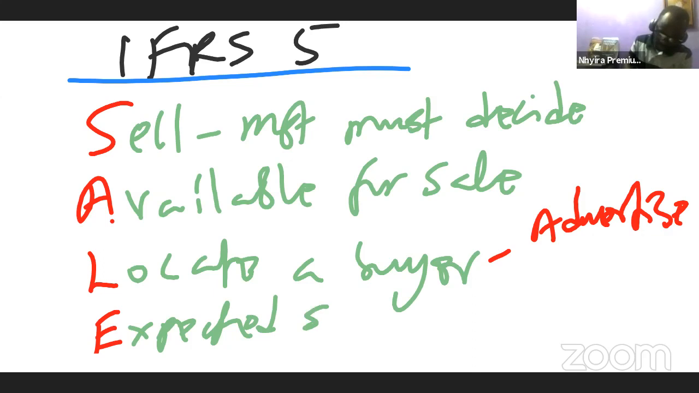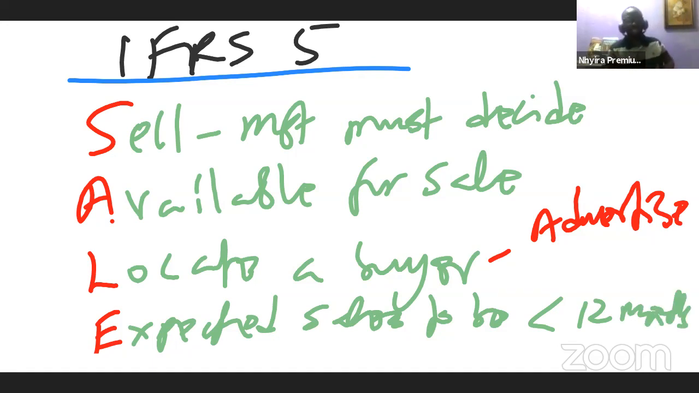So expected sales to be less than 12 months. So we expect that the sales will be completed in less than 12 months. Then we can recognize. So all these four criteria must be met for us to now say, okay, something that is a non-current asset should now be recognized as a current asset.